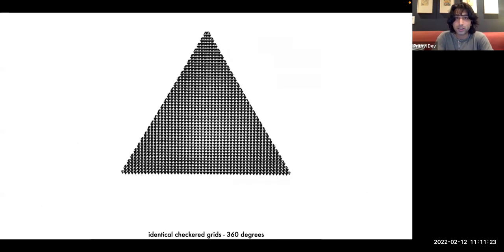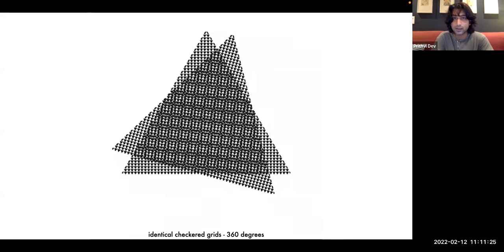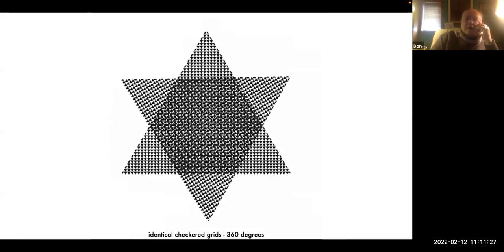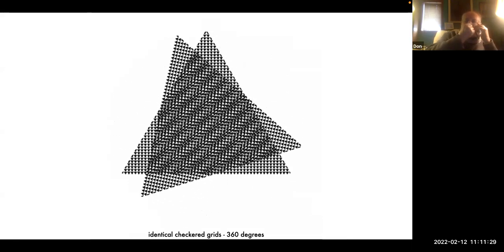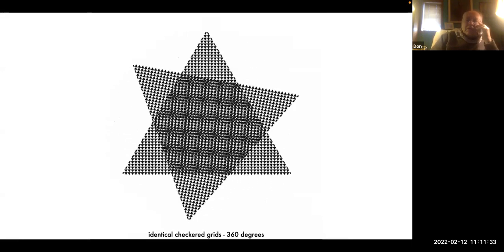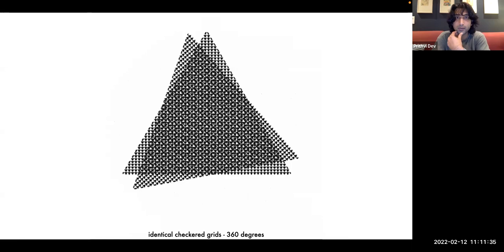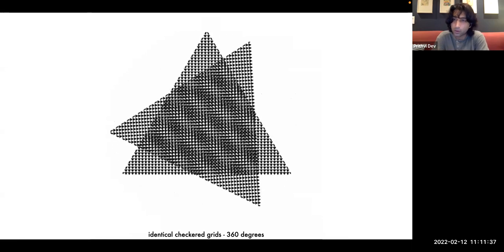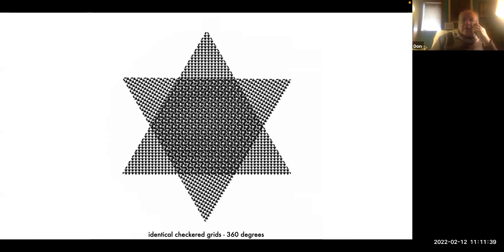So here's an animation of two identical grids going through a 360-degree rotation.